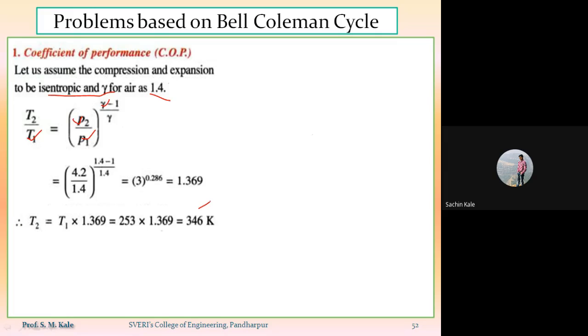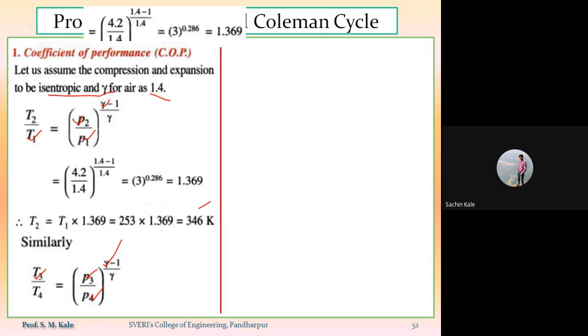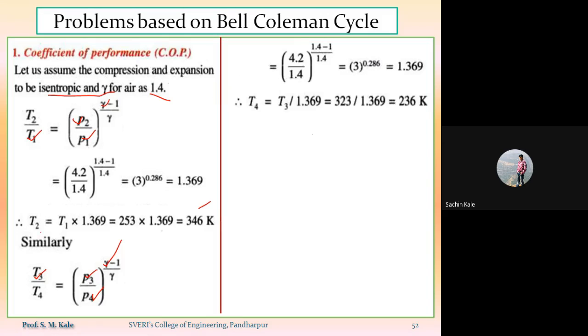Similarly, to calculate the value of T4, you are going to use the formula T3 by T4 is equal to P3 by P4 raised to gamma minus 1 upon gamma. P3 is known, P4 is known, the value of gamma is known and the value of T3 is also known. So T4 will be easily calculated. So this will be the value of T4.